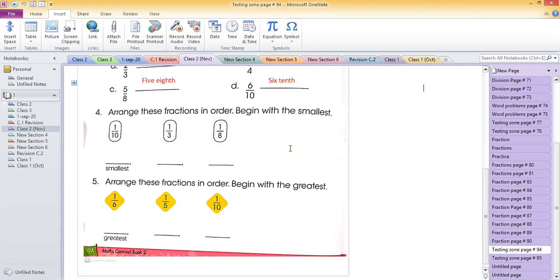I would like you to solve this. Can you tell me the smallest fraction in 4? 1 over 10, 1 over 3, or 1 over 8? Which is the smallest one here? Please send your answers in the chat box fast.